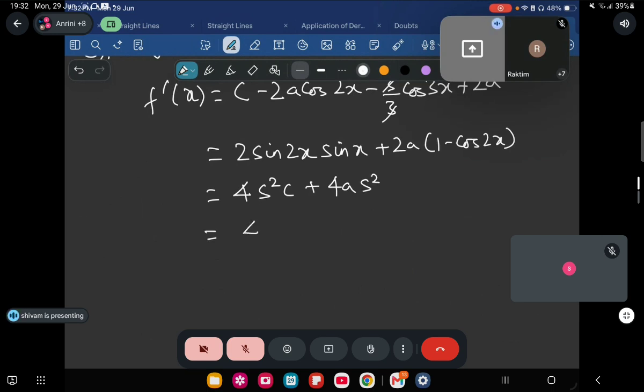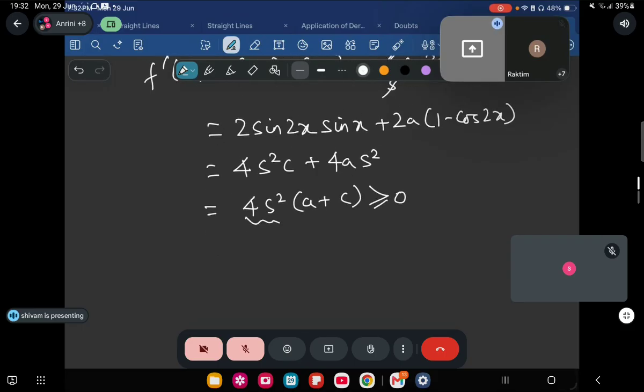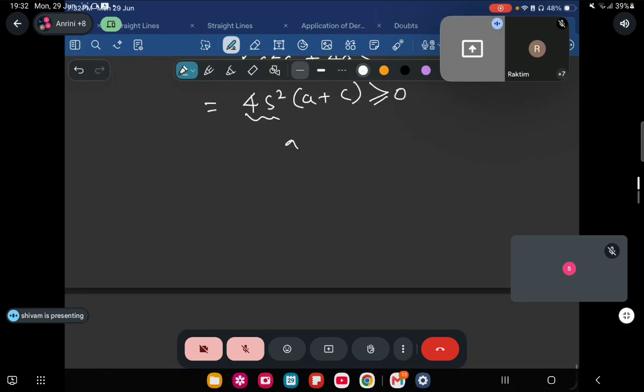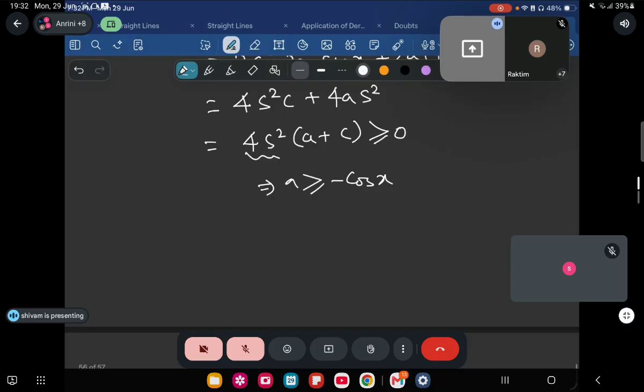4 sine square x is common. We'll get a plus cos x. Then this should be greater than or equal to 0, right? This is anyway greater than or equal to 0. This implies a must be greater than or equal to minus cos x. Now, what is the maximum value of minus cos x? 1. This implies a belongs to the closed interval 1 to infinity. Is it clear? Yes, it is clear. Very simple. If you have any doubt, you can ask me.